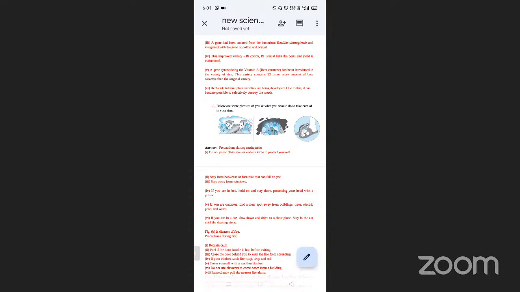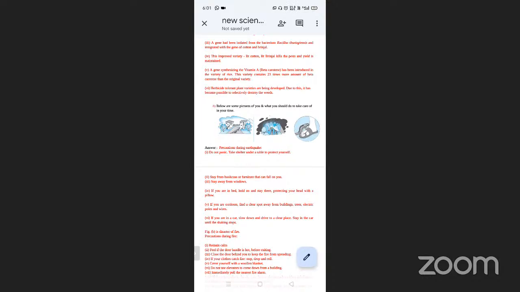Then fifth point, if you are outdoors, then find a clear spot away from the buildings, trees, electric poles and wires. Sixth point, if you are in a car, slow down and drive to a clear place. Stay in the car until the shaking stops. Okay, so these are the 6 points given to you. You are supposed to remember at least 3 to 4 points out of them.